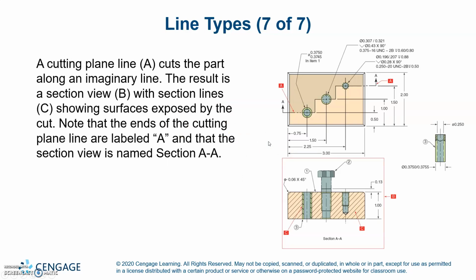A cutting plane line, A, cuts the part along the imaginary line. The result is a section view, B, with the section lines, C, showing surfaces exposed by the cut. Note that the ends of the cutting plane line are labeled A and that the section view is named A-A. So you can see the cutting plane here, and then there's the actual section view there. So these small dashed lines are the surfaces that are actually being cut by the cutting plane.